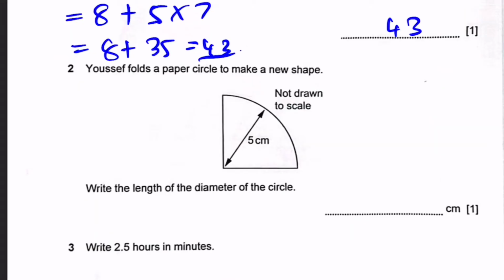Question 2. A user folds a paper circle to make a new shape. Write the length of the diameter of that circle. Since the distance between the center and the circumference is 5 centimeters, that's the radius. Diameter will be radius times 2, which is 5 times 2, 10 centimeters.